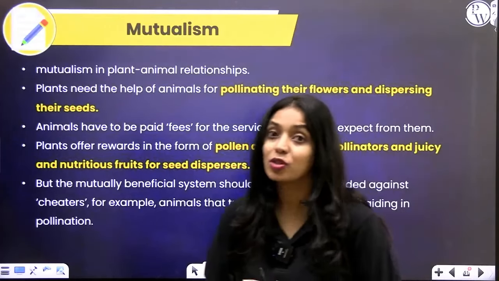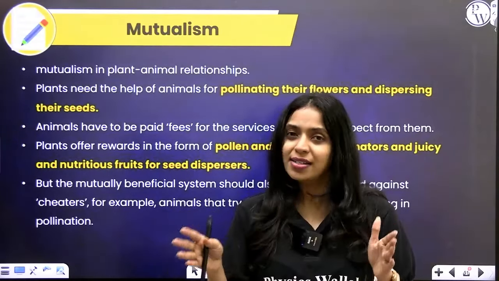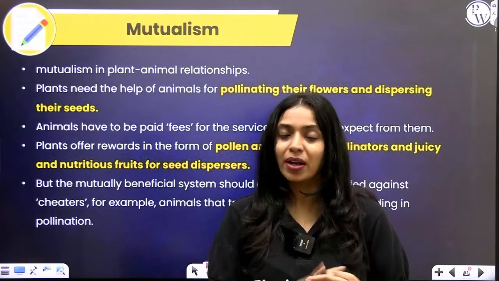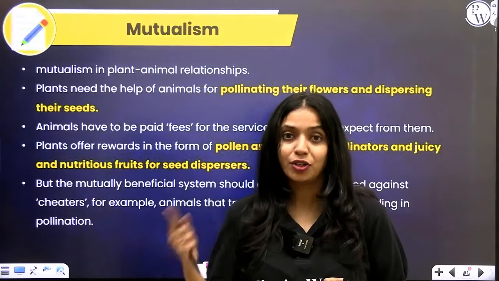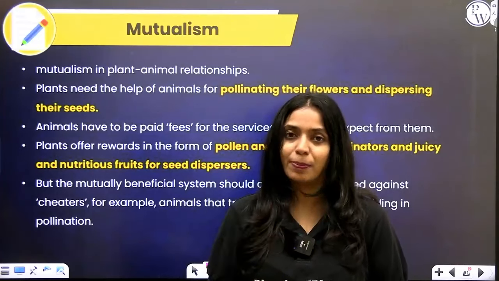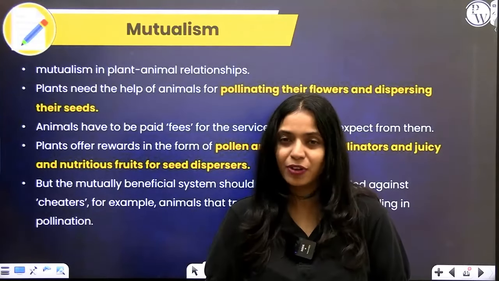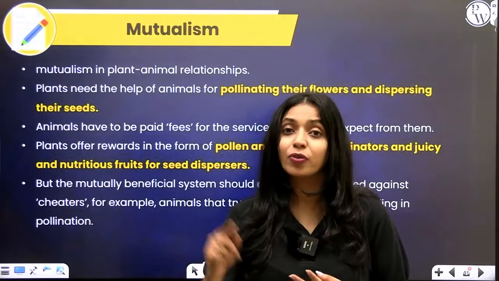Plant-animal mutualism is also very, very interesting to study. Plants need the help of animals for two things. One is for the pollination to happen. Angiosperms, pollination has to happen. Many times it happens with the help of insects and other animals, and also for the dispersal of seeds.